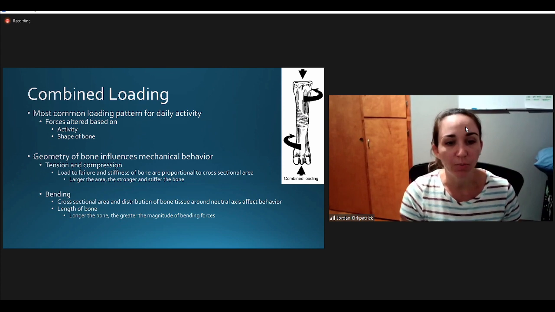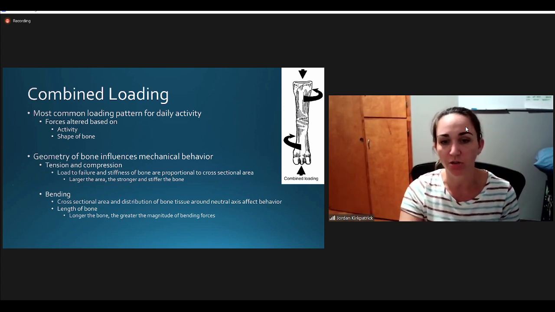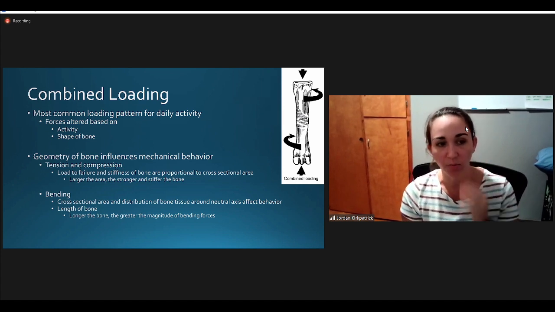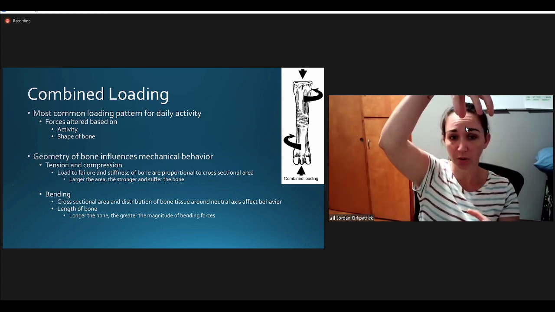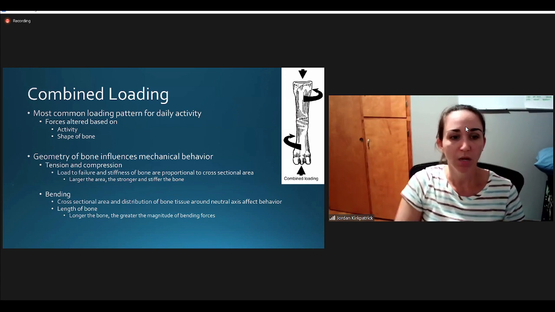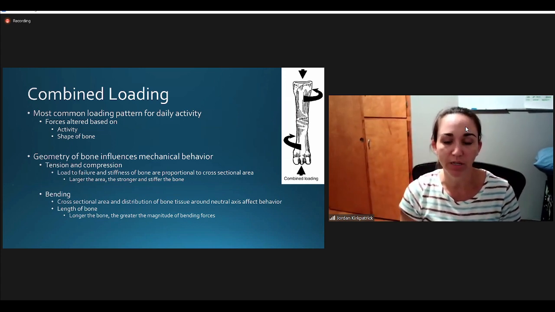And then again, with bending, the cross-sectional area distribution of the bone tissue around the neutral axis is what affects the behavior of the bone. And this is more based on the length of bone, because the longer the bone is, the more you can bend it around before it snaps. So again, the longer the bone, the greater the magnitude of the bending forces.